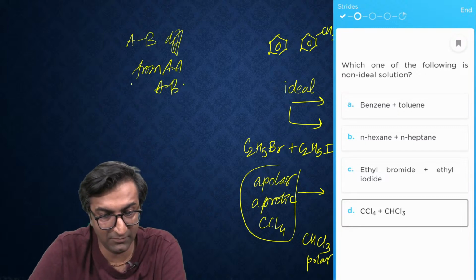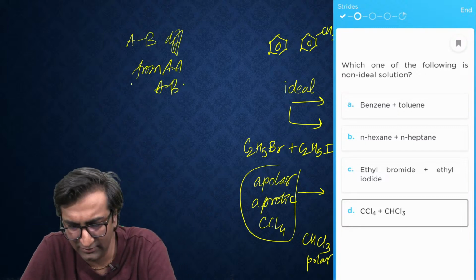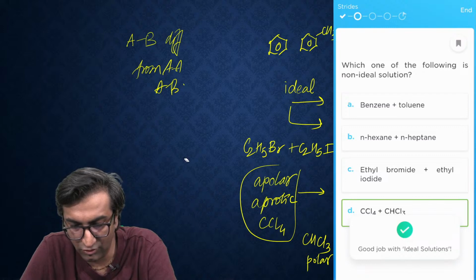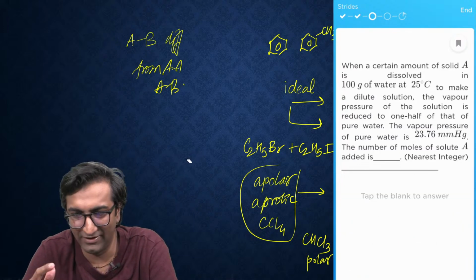That's what I think. Shilpa, I think D as well. Shilpa and Chirag, I think D as well. Let's mark D and see what happens. Good job with ideal solution. Now we figure it out.